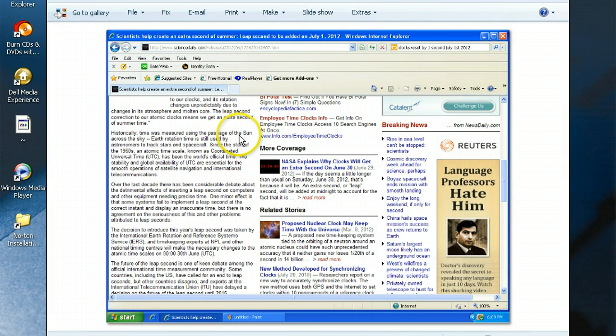Historically, the passage of the sun was how time was measured. Coordinated Universal Time, UTC, is the world's official time. You can keep reading and reading. The decision to introduce the leap second was taken by the IERS, the International Earth Rotation and Reference Systems Service, and experts at NPL and other timing centers to make the necessary changes to the atomic time scales on June 30th.